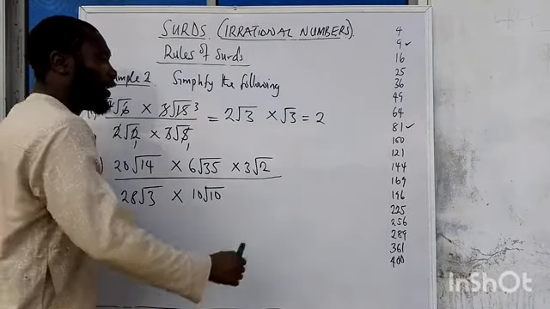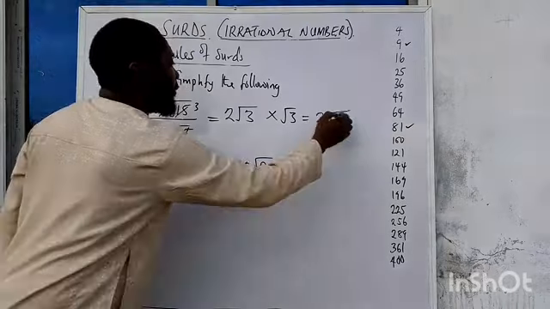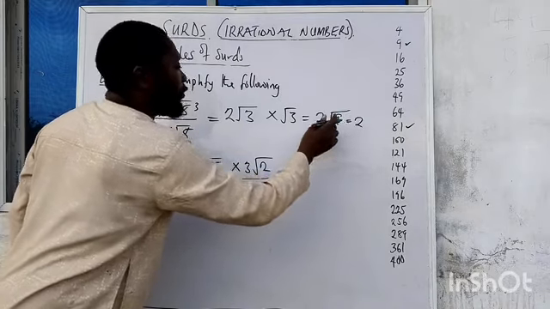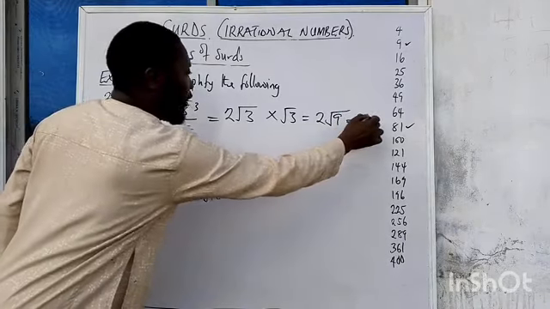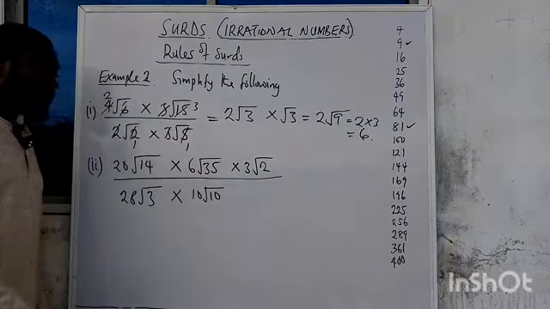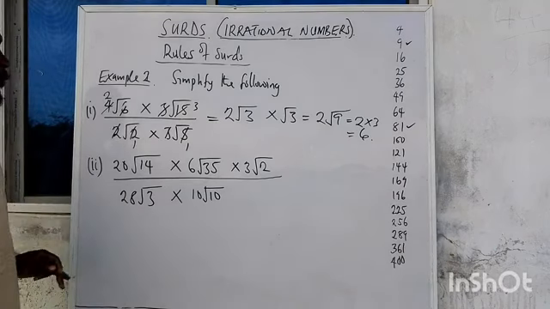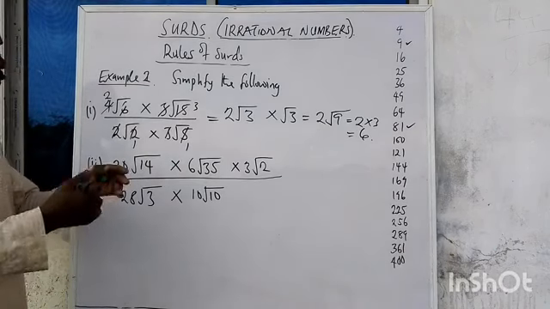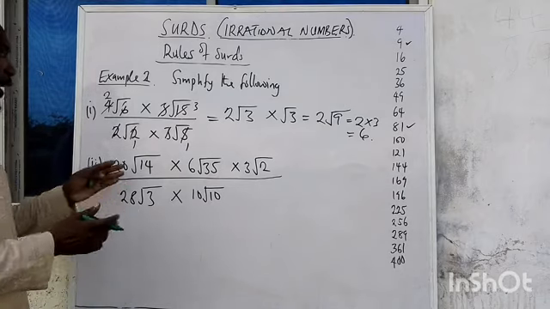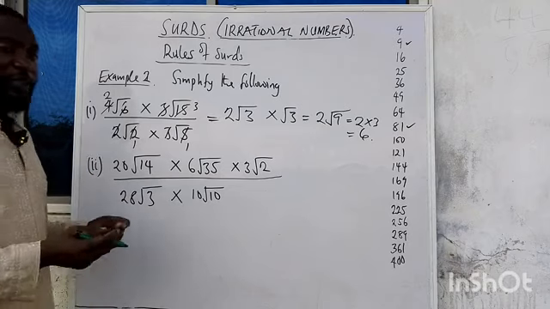Now, let's do that together again. We have square root of 3 times 3. Now 2 is outside. Square root of 9 is what? 3. Now 2 times 3, that is 6. The first example, we try to divide even before we try to multiply. We try to divide before we start multiplying.